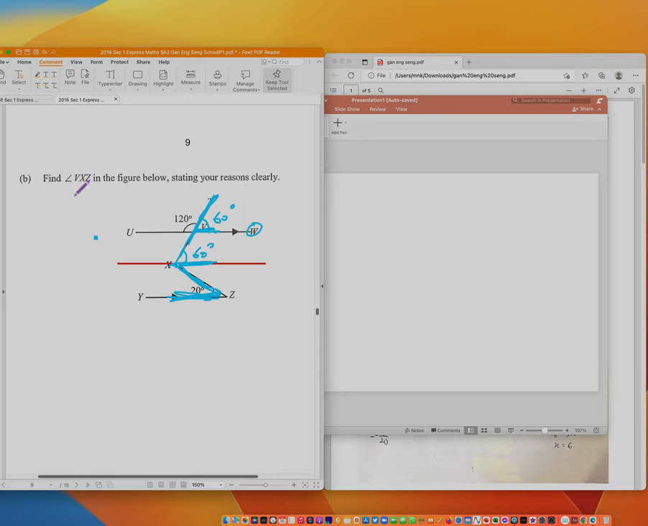For VXZ, so it's the total. This is 20, so it should be 80, right? I mean, the VXZ should be 80. If they ask you what this angle is, this is called a reflex angle, the reflex of angle VXE. Just for your information, you take 360 minus the 80. Okay, good. Next.